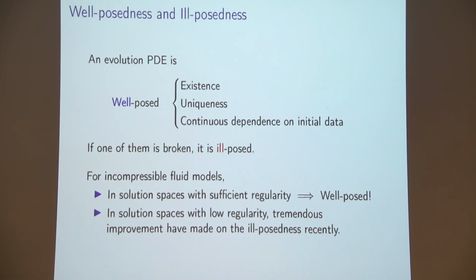So, we have evolution PDEs, then what's next? The first question one would ask is well-posedness. Well-posedness consists of three basic questions. Does the solution exist? Is it unique? And the last question, which is more important in physical or numerical applications: does a small change of initial data make a small change of the solution?